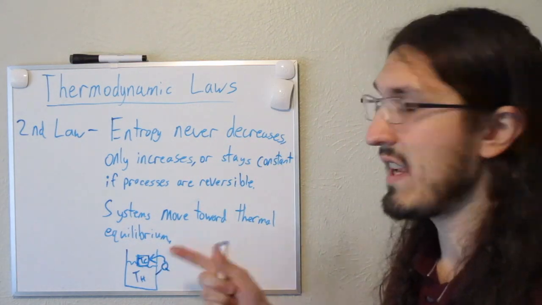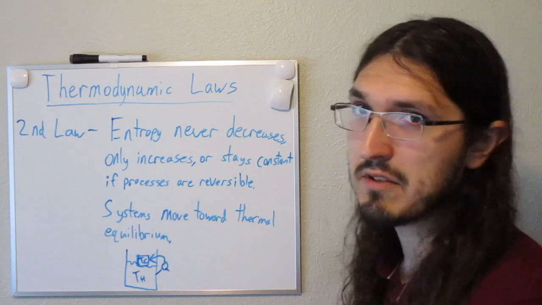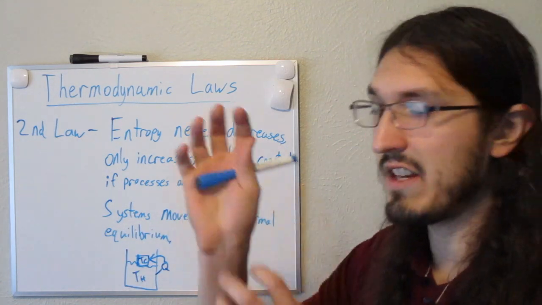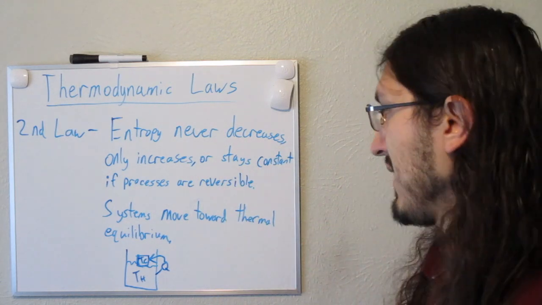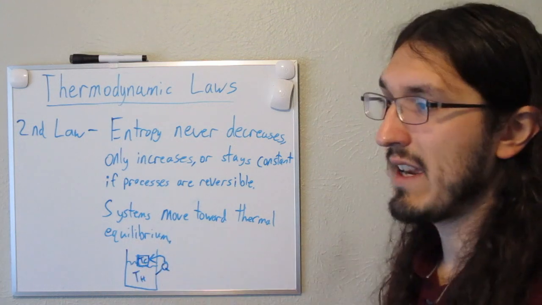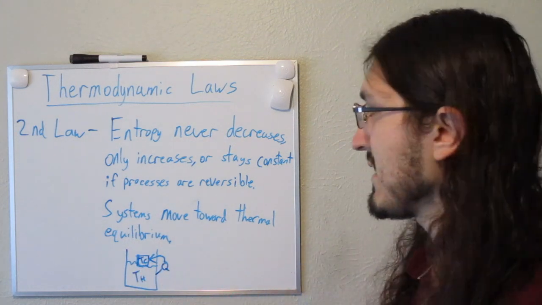The molecules from the ice cube are going to be able to spread out within the water, which makes more different combinations of arrangements for those molecules to occupy. Whereas before, all those molecules were trapped in that ice cube and there were fewer possible configurations of those molecules.